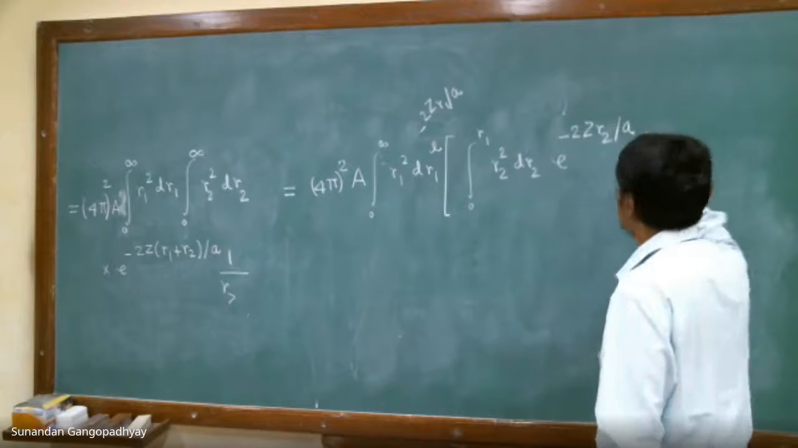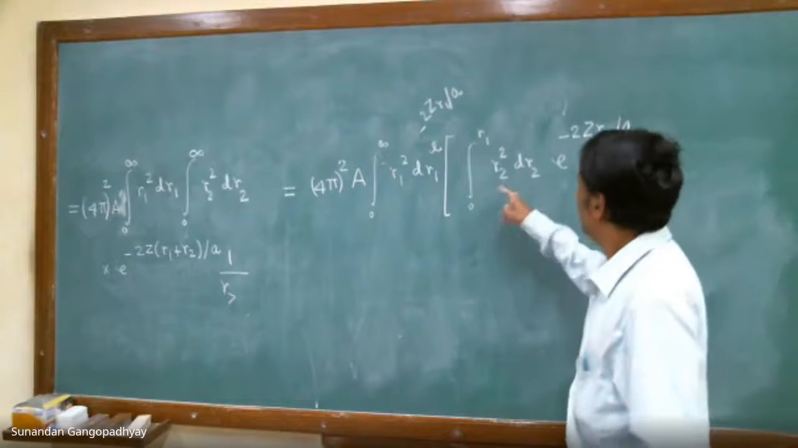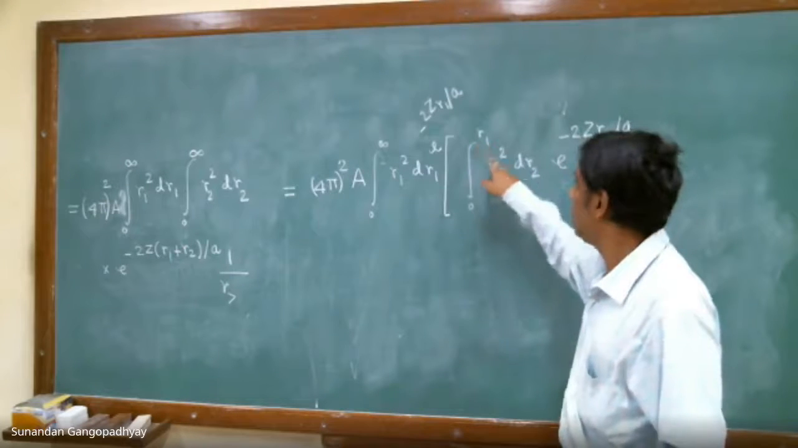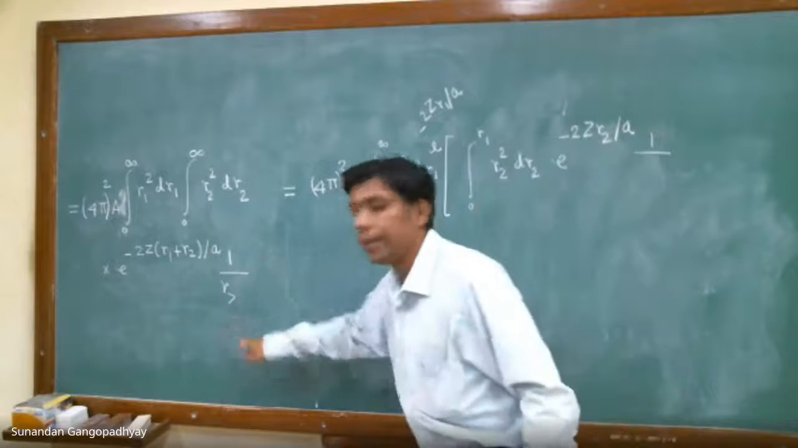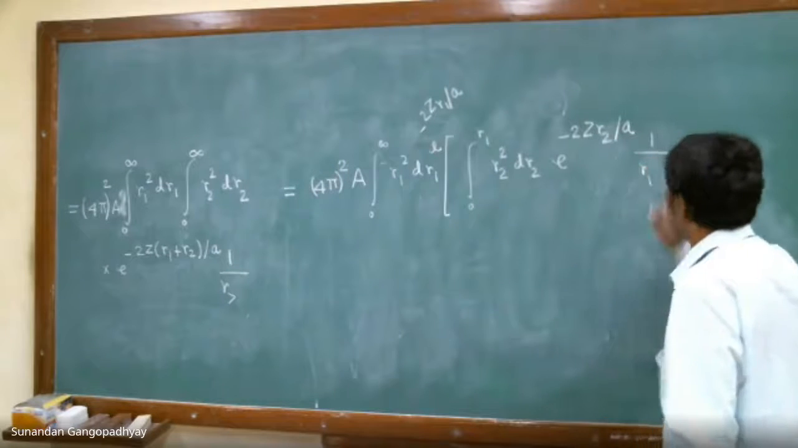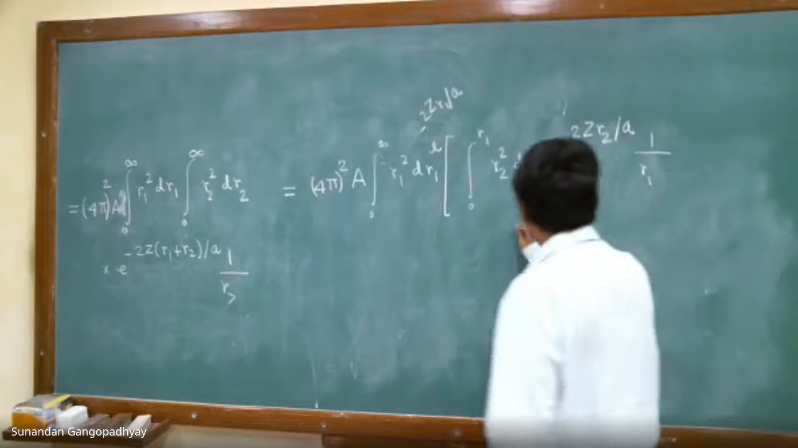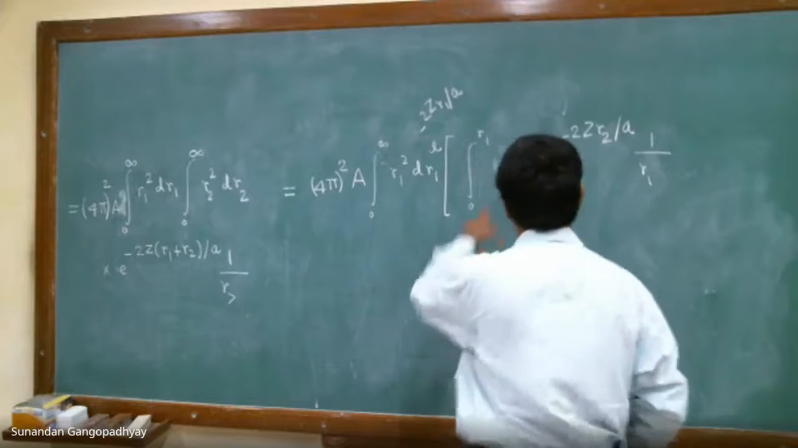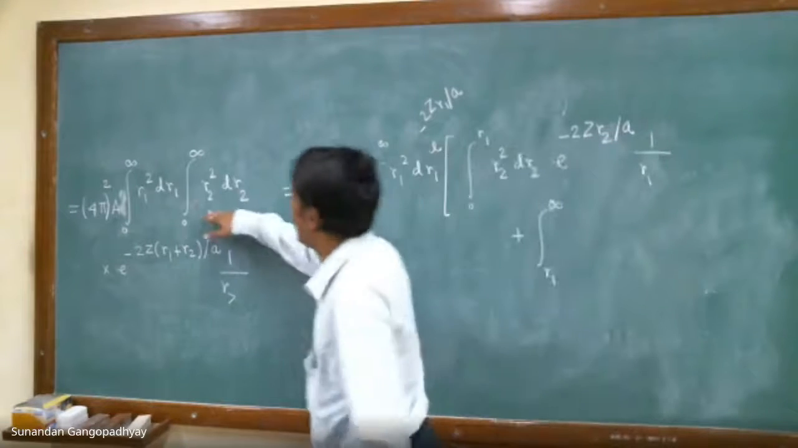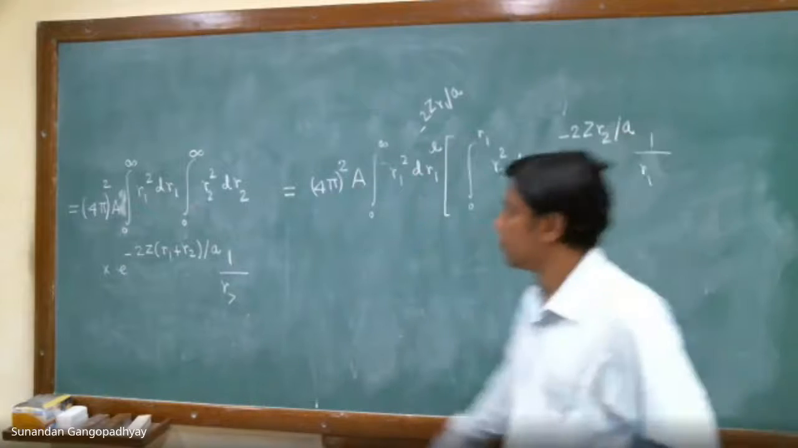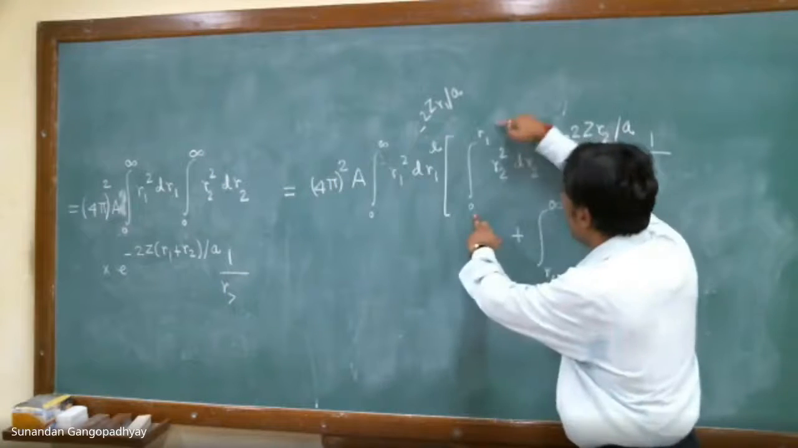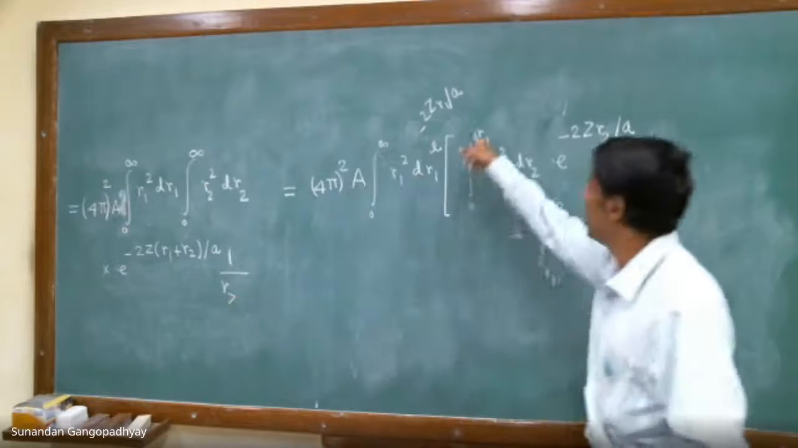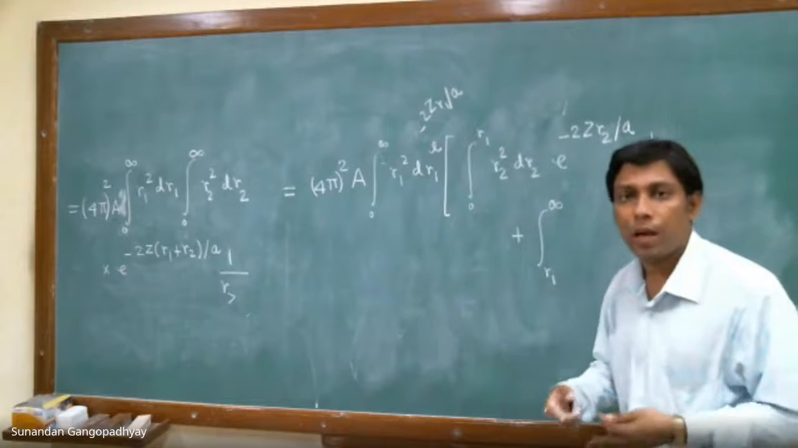So what is the value of this? See here, which one is greater? R1 is greater than R2, right? In this range of integration, R1 is greater than R2. So 1 by R greater will be 1 by R1. And then the integral, this is from R1 to infinity. So this is how I break the R2 integral. The R2 integral is from 0 to infinity, so I break it up from 0 to R1 and then from R1 to infinity. In this range, R greater is basically R1 because that is the greater between R1 and R2.